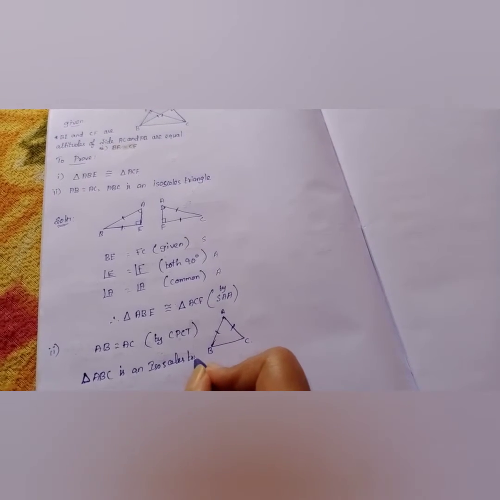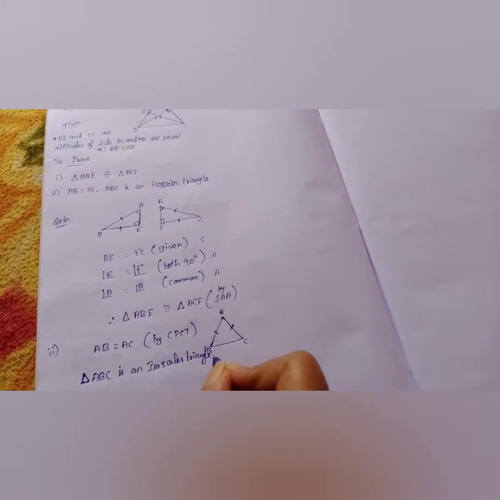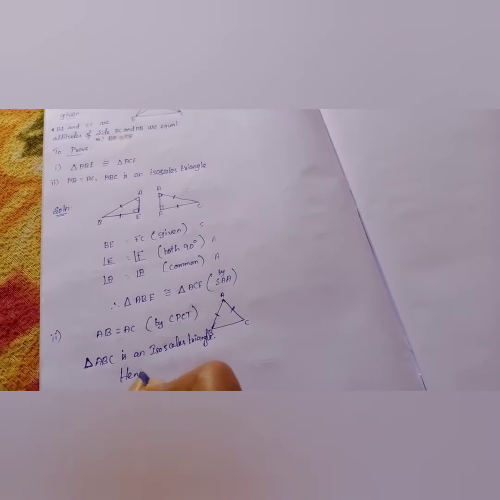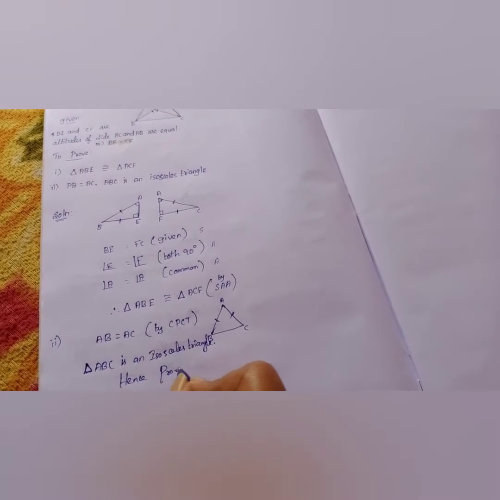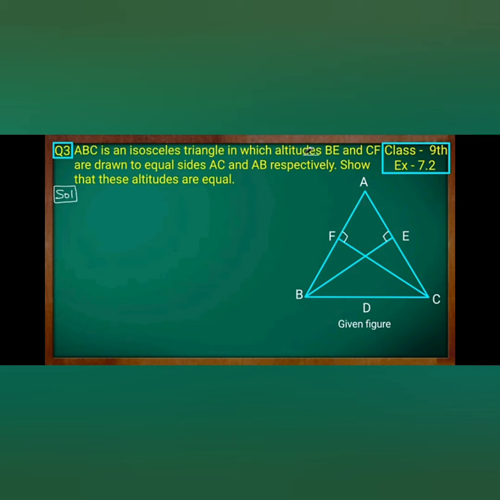Okay students, is it clear? If you understand this concept, that is very easy. Now let's see the next question. And it's proved. Okay, now the next question. ABC is an isosceles triangle in which altitudes BE and CF are drawn to equal sides AC and AB respectively. Show that these altitudes are equal.